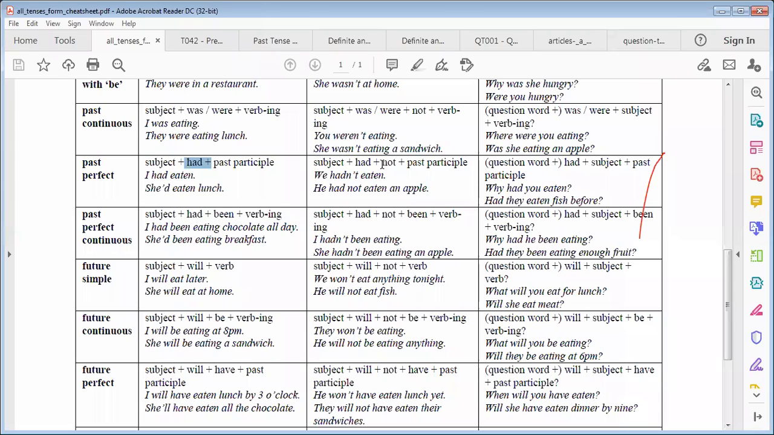Negative sentence: add not after the helping verb and before the main verb. So, we had not eaten. He had not eaten an apple. This is a negative sentence in past perfect.